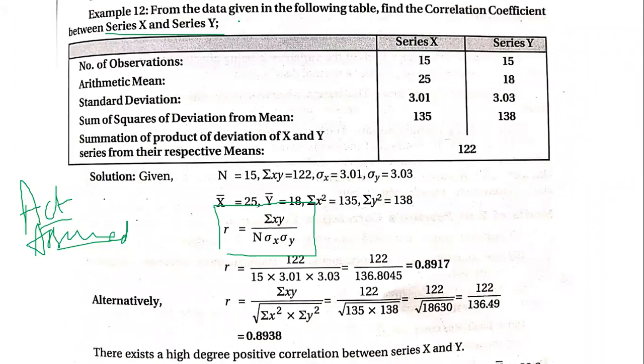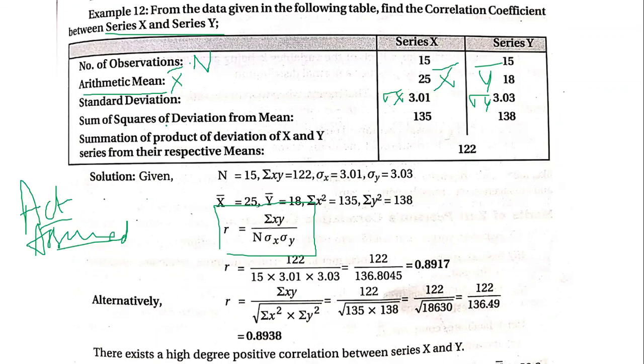Fine. Now let us see what all is given to us. Number of observations. This is nothing but n. What is the data that we have? For series X, there are 15 observations. For series Y, there are 15 observations. Okay. Next, arithmetic mean. Actual mean is given to us. This is X bar for X series, Y bar for Y series. Okay. So arithmetic mean. Then standard deviation. So standard deviation of X is given. Standard deviation of Y is also given.